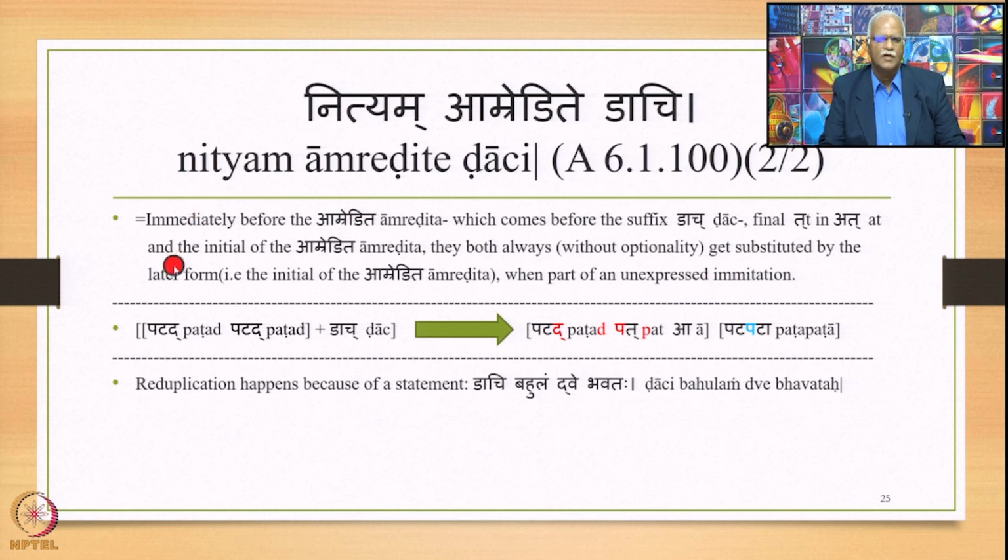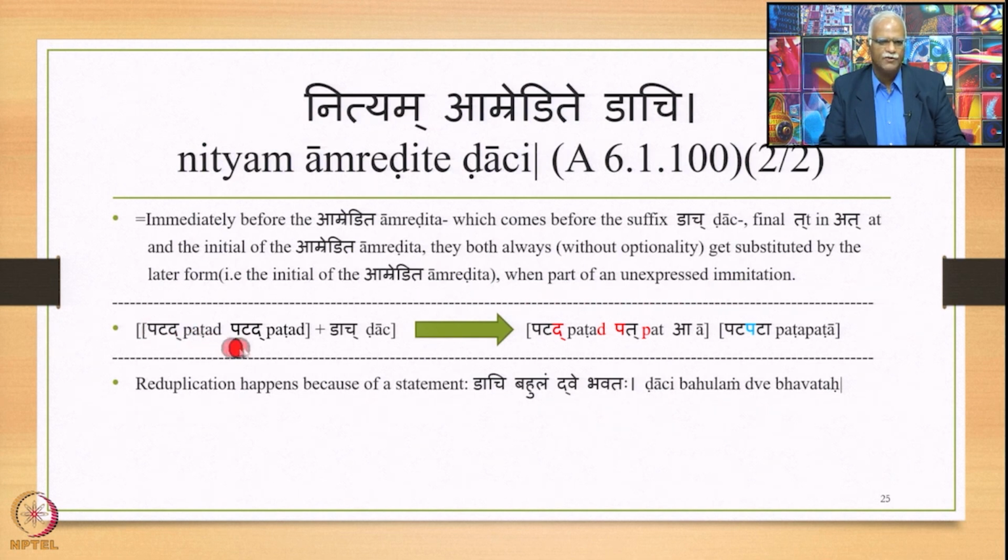I repeat, immediately before the amredita, which comes before the suffix dach, that means dach suffix is added after the amredita, the final t in at and the initial of this amredita, they both always without optionality get substituted by the latter form, that is the initial sound of the amredita, when it is part of an unexpressed imitation.